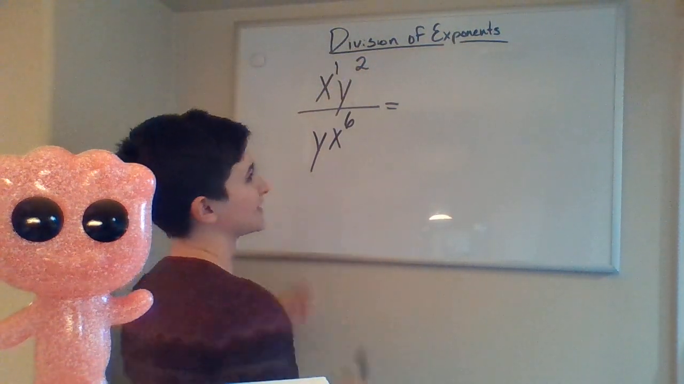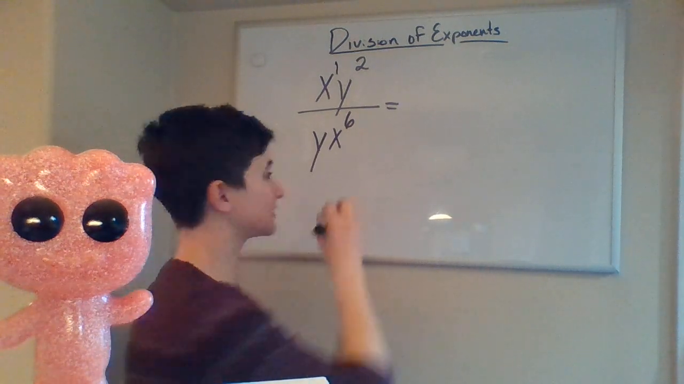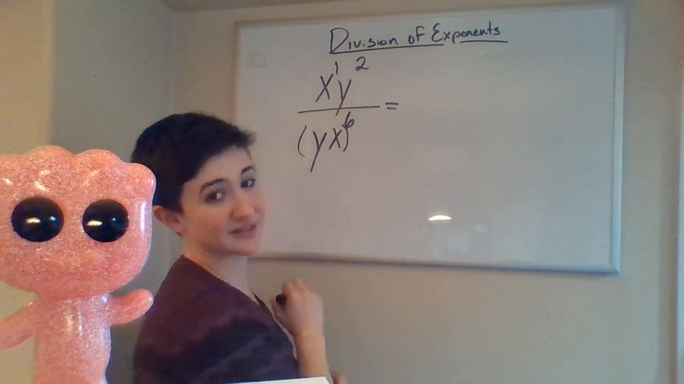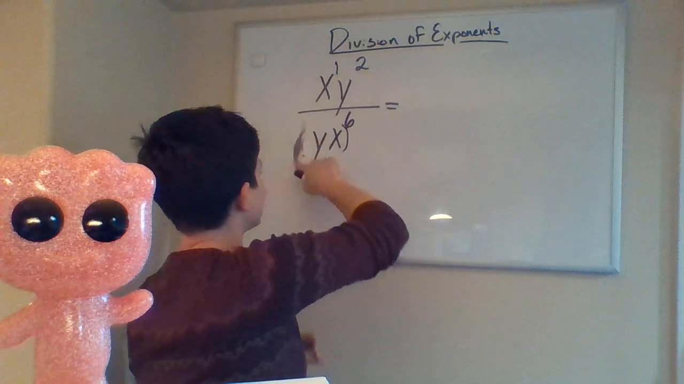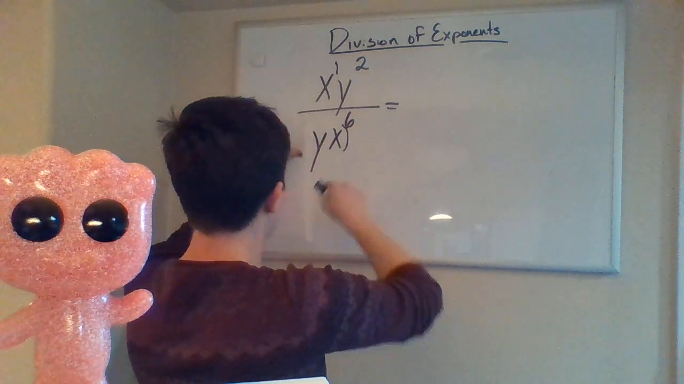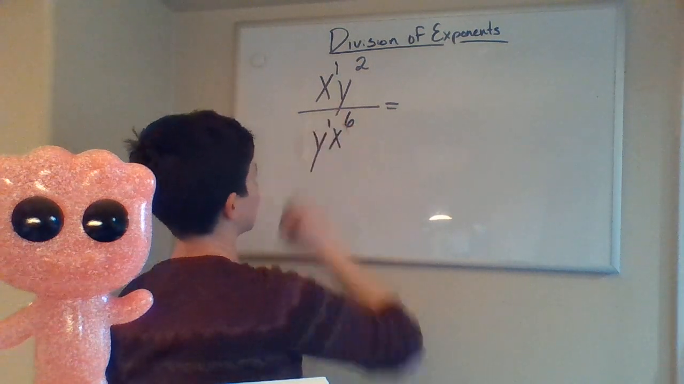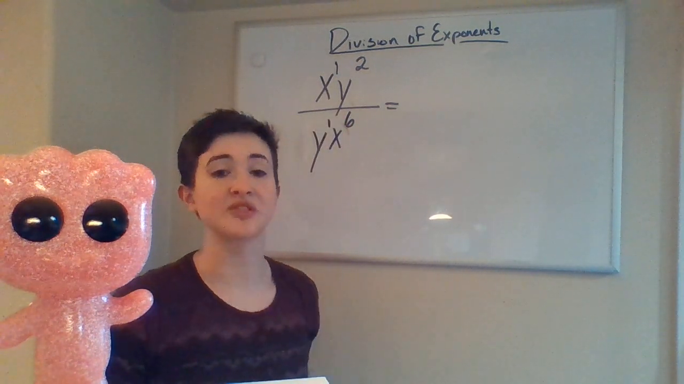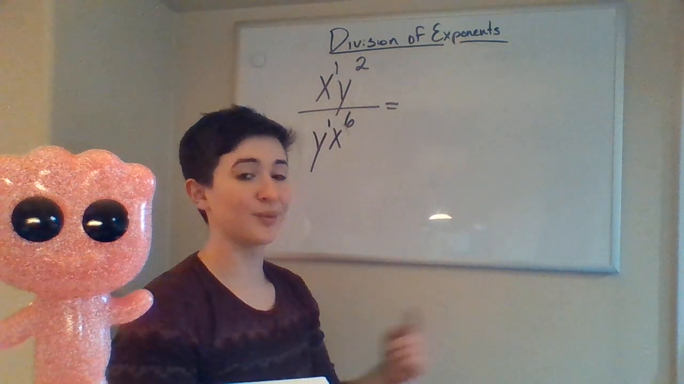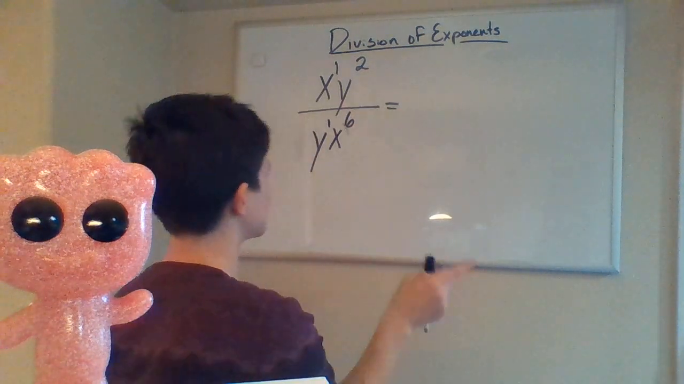That's the same down here. This is not y x to the 6th power. This is y times x to the 6th power. Not the same thing. So this is, again, just a single one. So make sure you pay attention to that on the worksheet today and tomorrow.